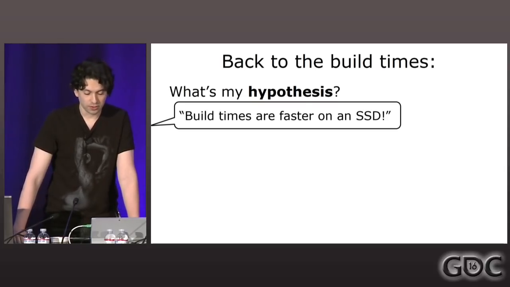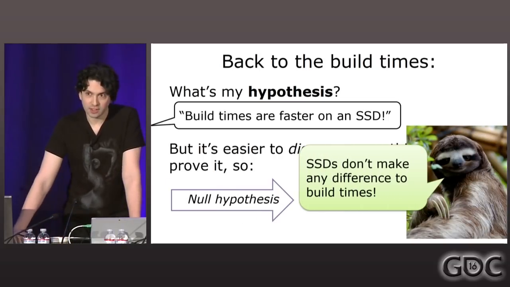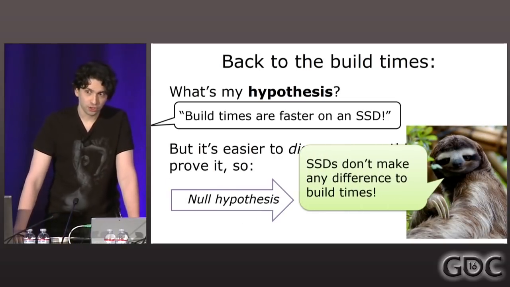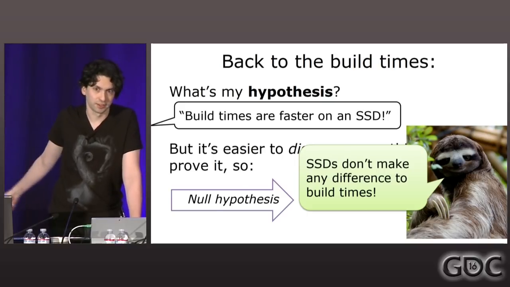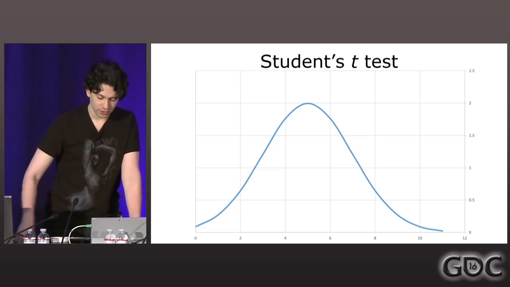Actually, it's easier to disprove something than it is to prove it. So let's disprove Fred. Fred's hypothesis is that SSDs don't make a difference. And if we can show that Fred is wrong, then I'm right, probably. The test for this is called Student's T-Test.